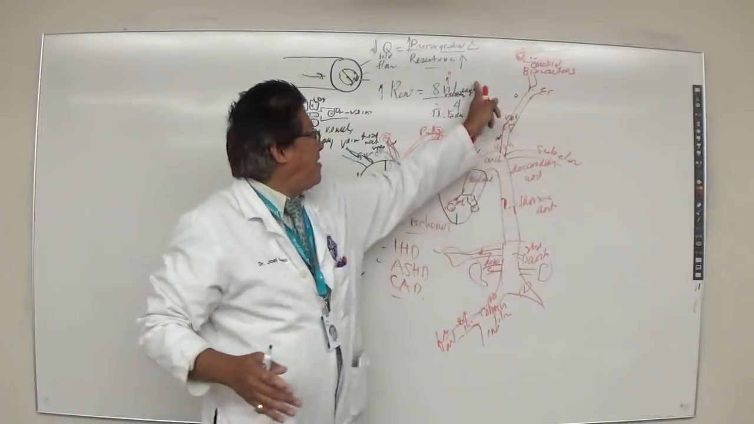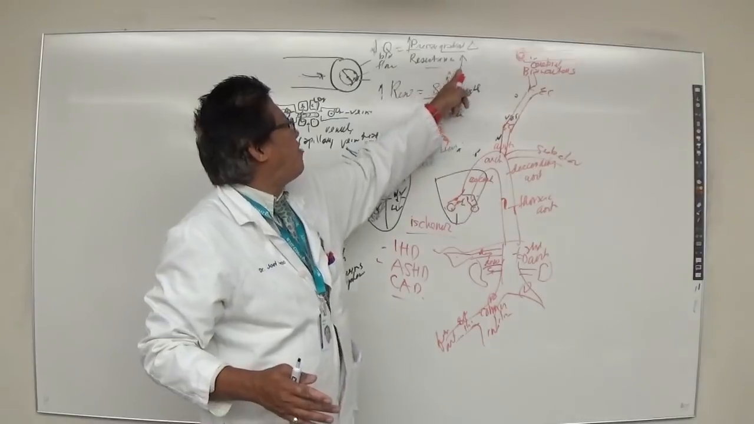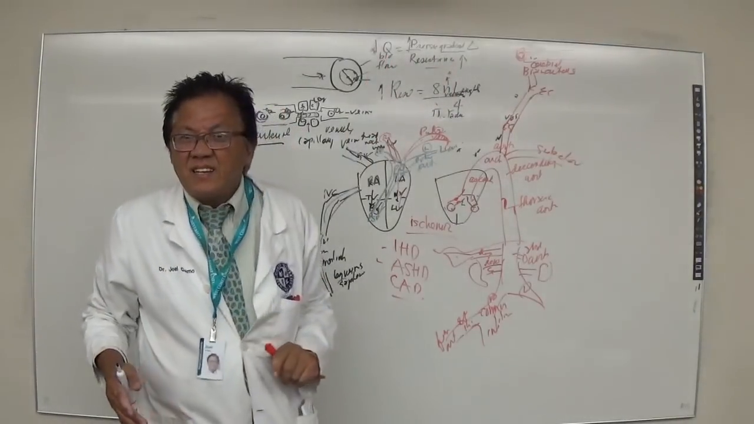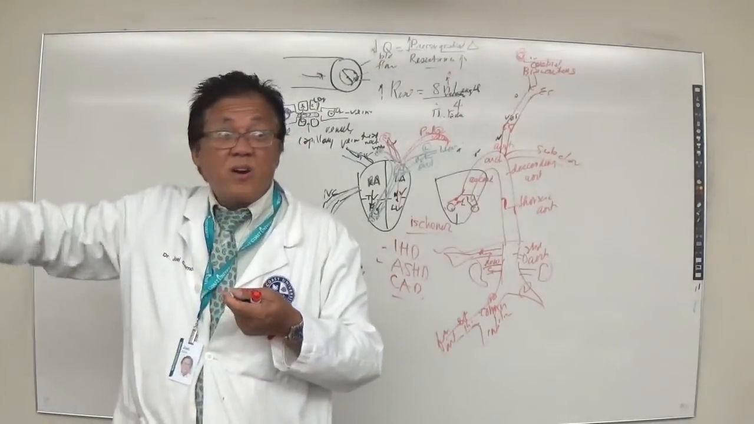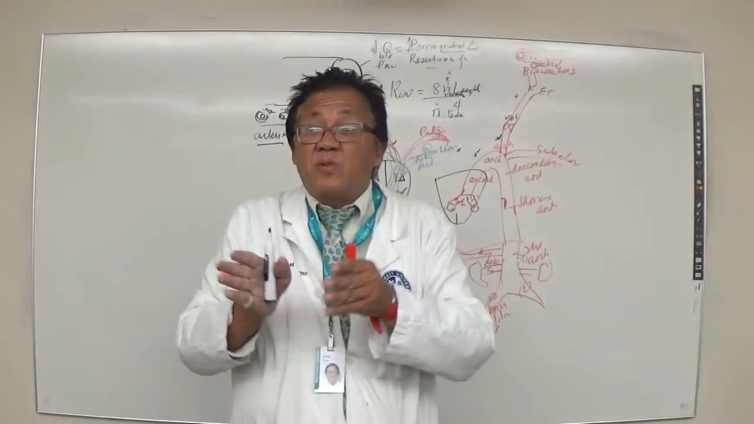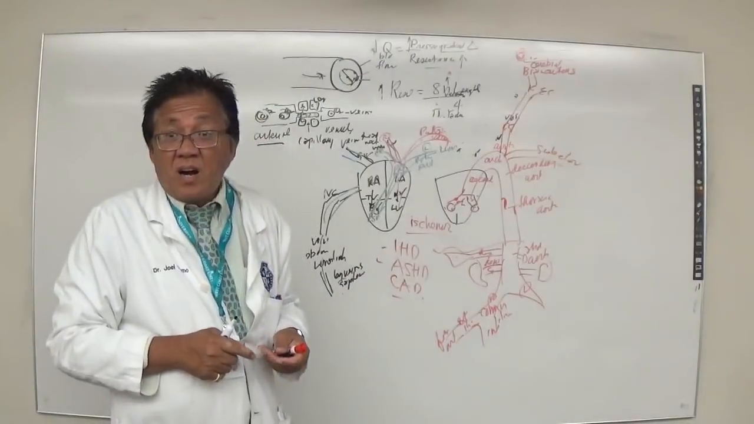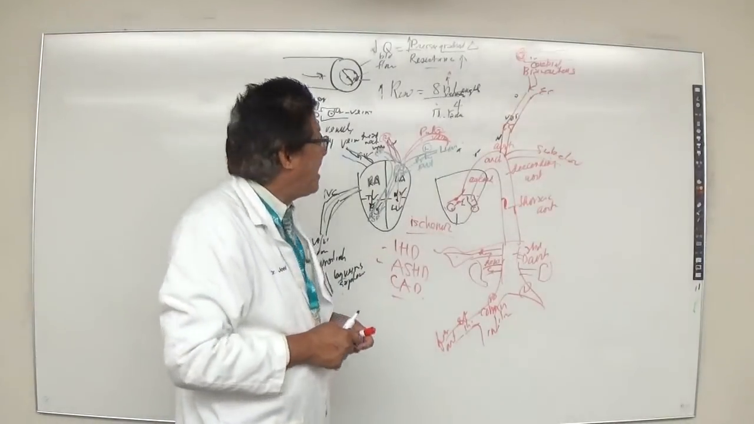The longer the blood vessel, the more resistance, the lower the blood flow. Because why? There will be more friction. The longer the blood vessel, the more the blood travels along the walls of that particular artery. Does it make sense? Okay?